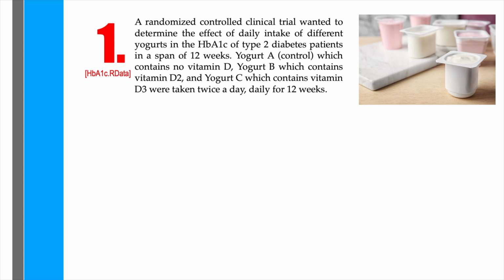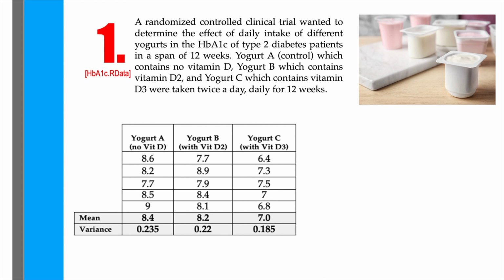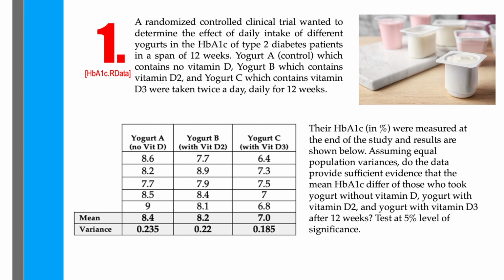A randomized controlled trial wanted to determine the effect of daily intake of different yogurts on the HbA1c of type 2 diabetes patients in a span of 12 weeks. Yogurt A, or the control, which contains no vitamin D. Yogurt B, which contains vitamin D2. And yogurt C, which contains vitamin D3, were taken twice a day daily for 12 weeks.